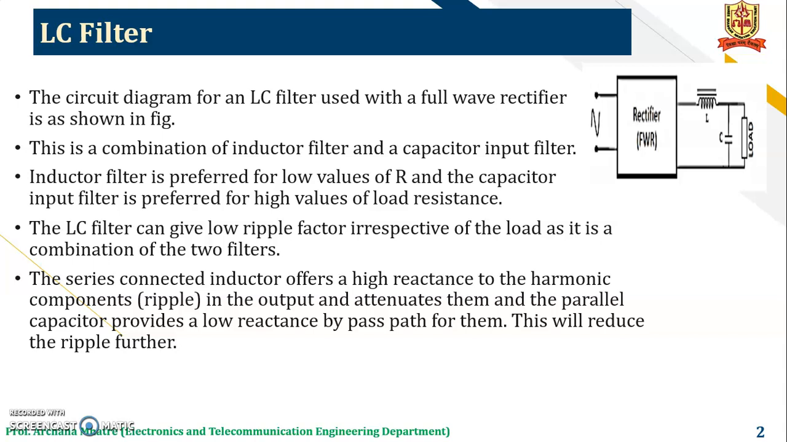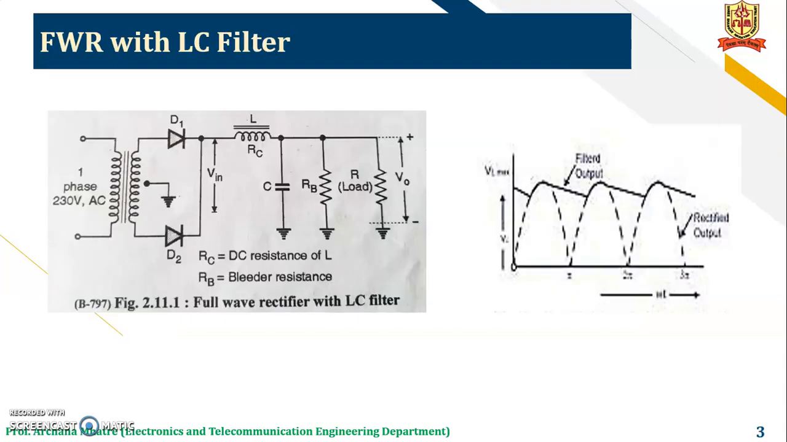Inductor filter is preferred for low values of R and the capacitor input filter is preferred for high values of load resistance. The LC filter can give a low ripple factor irrespective of the load as it is a combination of the two filters. The series connected inductor offers a high reactance to the harmonic components in the output and attenuates them, and the parallel capacitor provides a low reactance bypass path for them. This will reduce the ripple further.